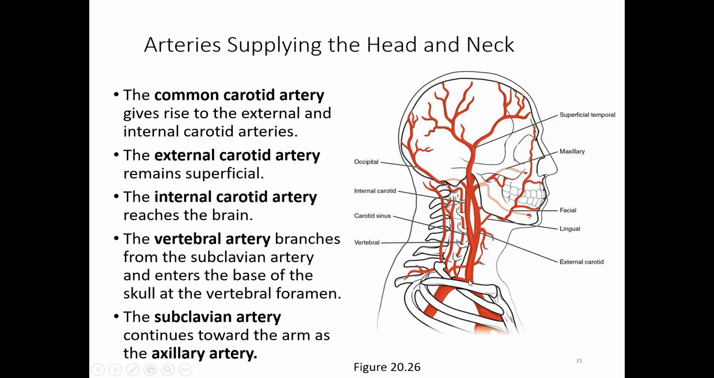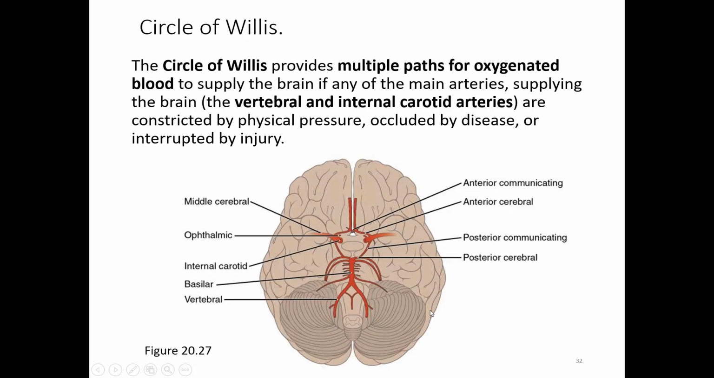Also, we have the vertebral artery. Here it is. It originates from right here, from the subclavian artery, and it also gives blood to the brain. The subclavian artery itself continues toward the arm as the axillary artery, so practically it just changes its name. But let's continue to the brain arteries.